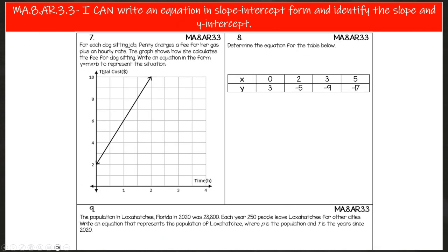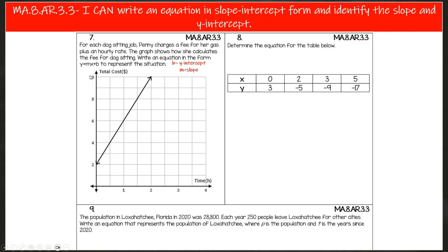All right, question number 7. For each dog sitting job, Penny charges a fee for her gas plus an hourly rate. The graph shows how she calculates the fee for dog sitting. We need to write an equation in the form y equals mx plus b to represent the situation.